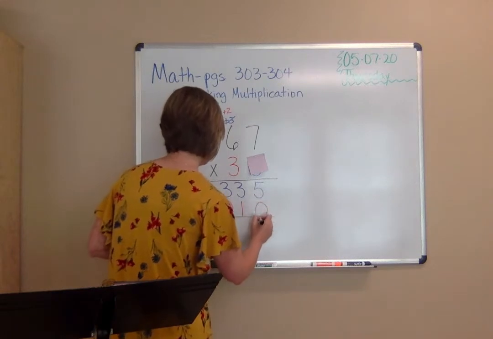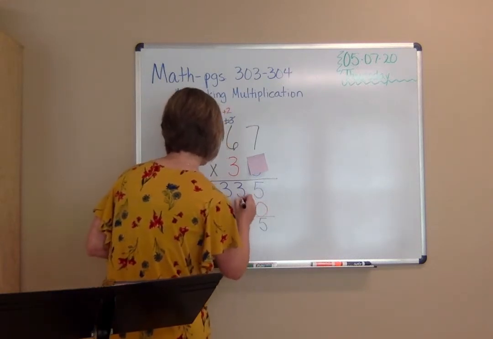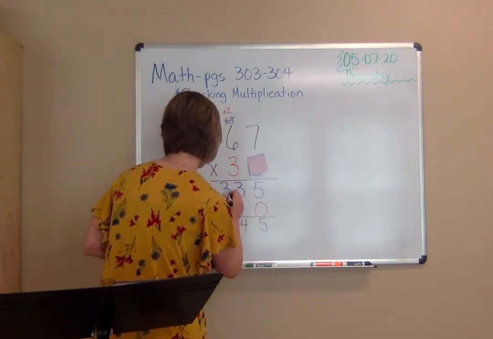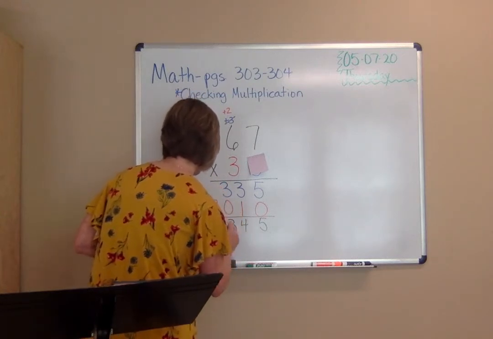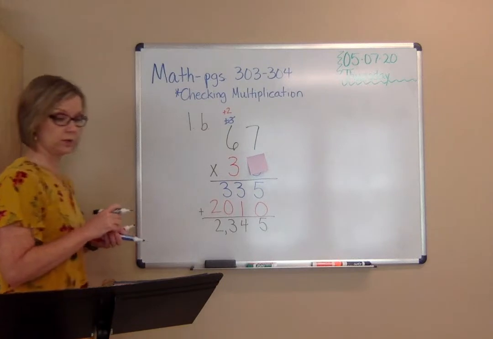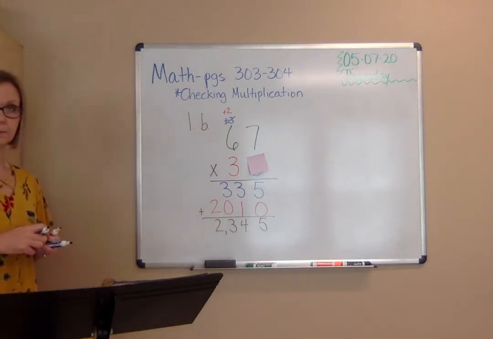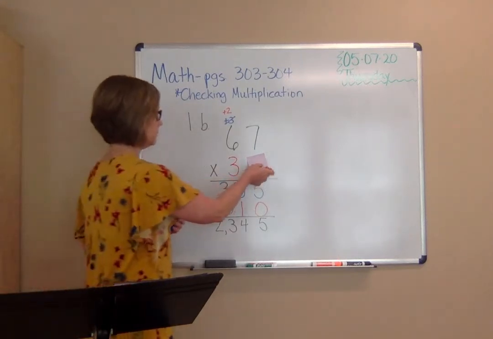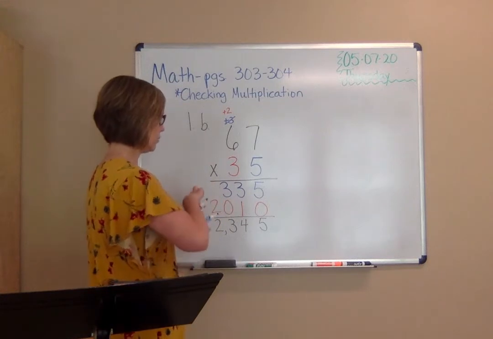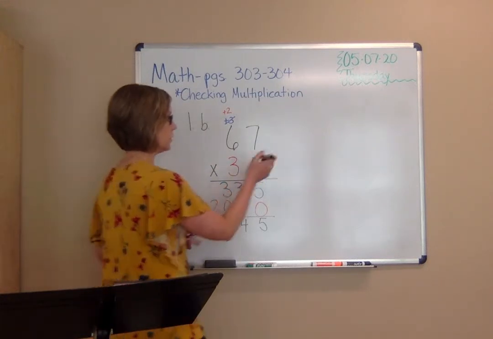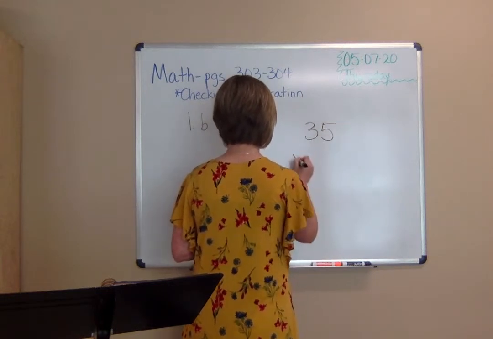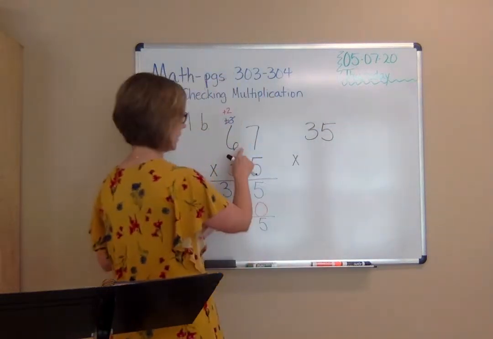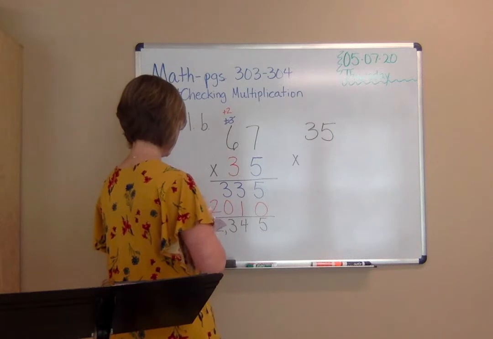5 plus 0 equals 5. 3 plus 1 equals 4. 3 plus 0 equals 3. 0 plus 2 equals 2. Put in the comma, 2,345. So now I'm going to start to check it. I'm going to start with 35 times what? 67, correct.